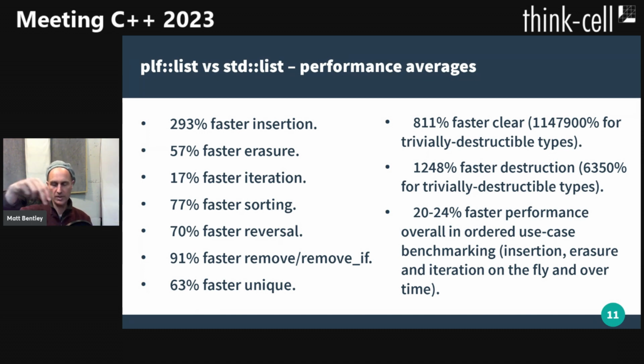So it's jumping all over the place in memory, and it's just doing a deallocation for every single node. PLF list allocates nodes in chunks rather than individually. And what that means is when you get a clear operation, if the type is trivially destructible, you don't have to process every node. You just say goodbye to all the memory blocks. You just deallocate all of them. So that's why it's such a high percentage.